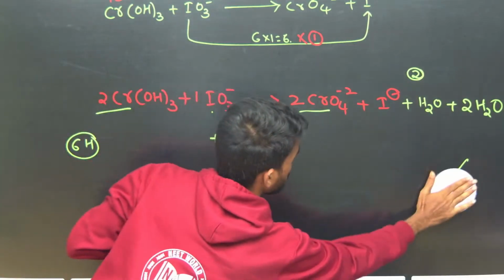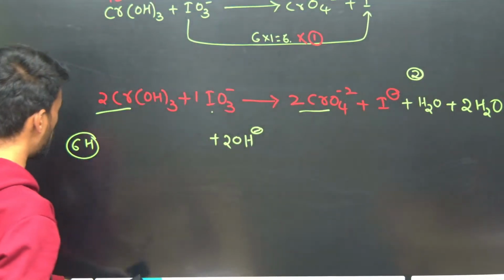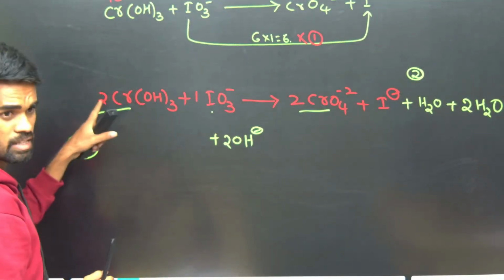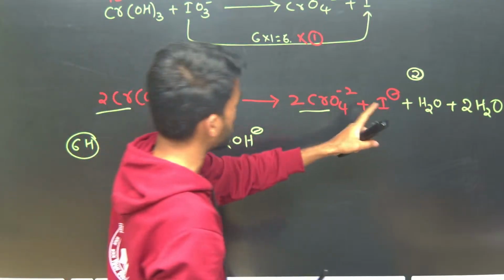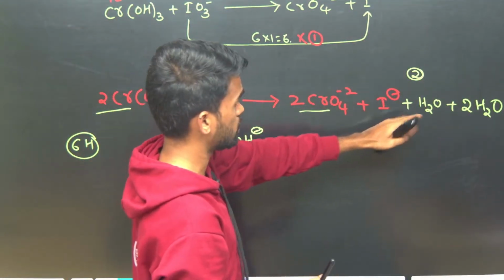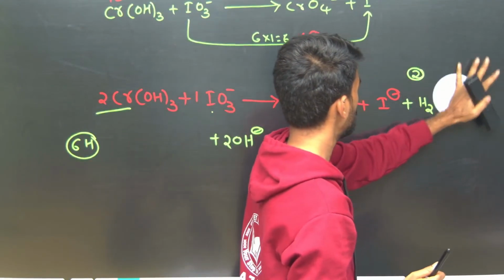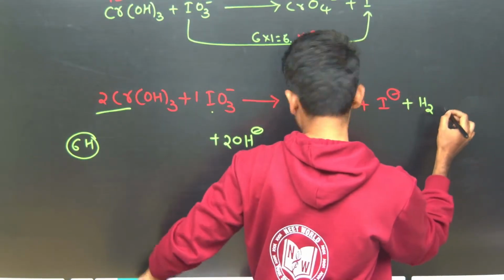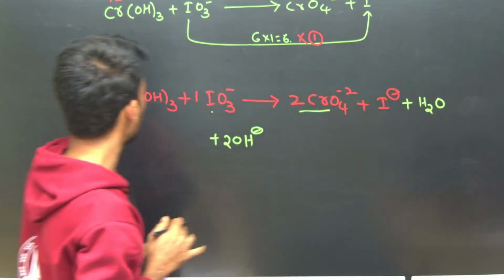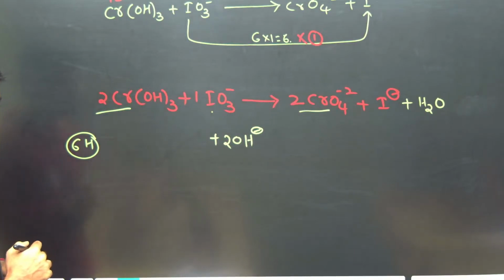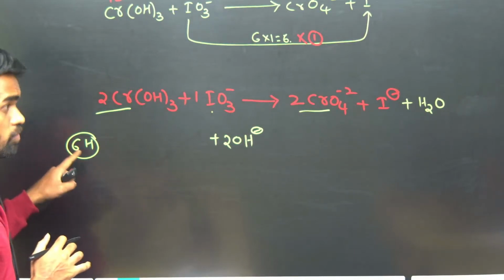Once again we'll come back here. So just look at here, how many hydrogens are there? 6 are there. This side how many hydrogens are there? 8. Initially 2 are there, like this. Okay, now how many are required? 6. 4 are required.